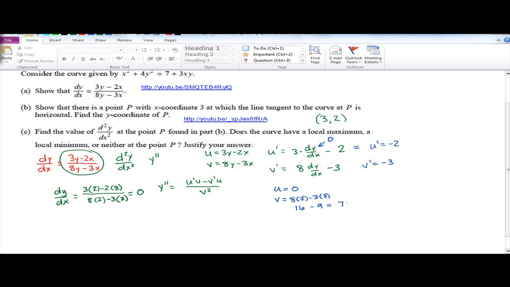So now I'll go through and plug everything in where it goes. U prime we said was negative 2. V was 7. So now I've got everything I need. U is 0, V is 7, V prime is negative 3, U prime is negative 2, and any time we need a dy dx, that's equal to 0.